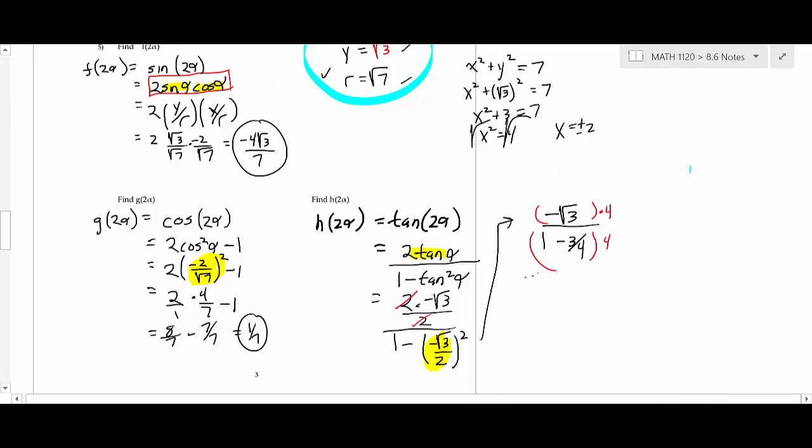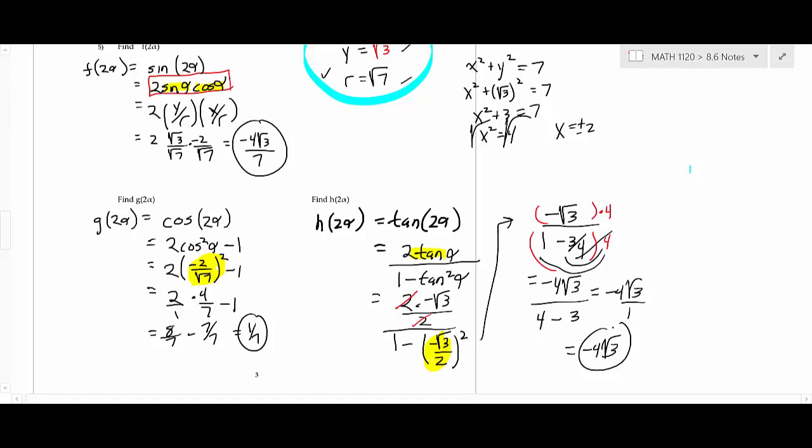And when you do that, looks like you're going to have negative 4 root 3 in the numerator. The denominator, you have 4 times 1 is 4. Because I'm doing a distributive property, the 4's cross out, you get that. So it appears that I have negative 4 root 3 over 1. So the answer of the problem should just be that then. Okay, so that's just an exercise in working with those identities. That's the main idea behind that.